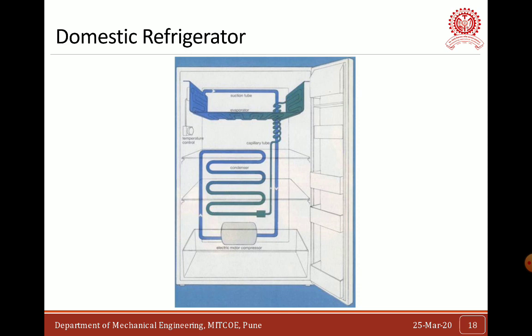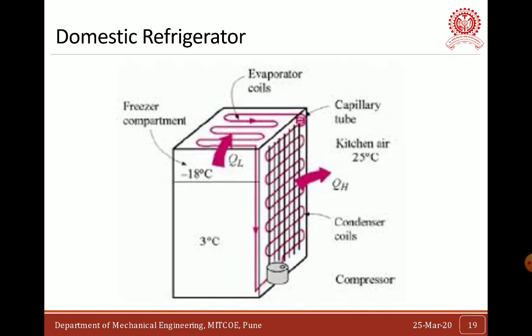In this image you can see some basic components of a domestic refrigerator, or the basic components of a vapor compression refrigeration system. At the lower side there is a compressor, then a condenser, then a capillary tube, which is nothing but the expansion device, and finally the evaporator. These are the four important components any vapor compression refrigeration system has. Here also is one more diagram, showing the compressor, condenser, capillary tube or expansion device, and evaporator.